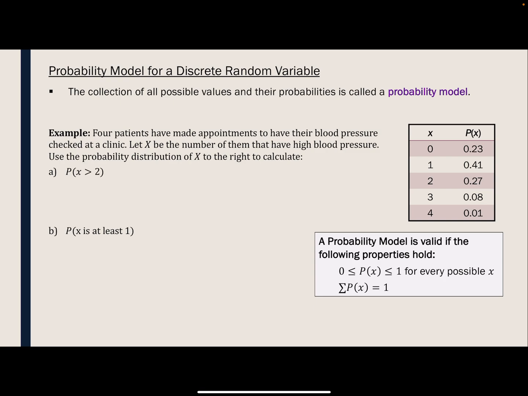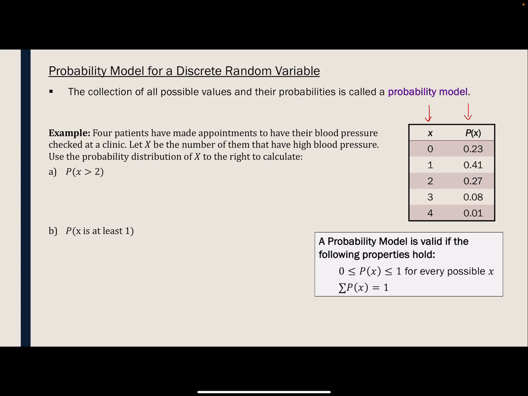So we want to create a probability model for a discrete random variable. And in the beginning here, we're going to do this by creating tables. Because they're discrete random variables, they'll have those countable outcomes. It's easy to put those countable outcomes into a table like this, and then have their associated probabilities next to them. So for example, we have 4 patients that have made appointments to have their blood pressure checked at a clinic. We're going to let X be the number of them that have high blood pressure. Use the probability distribution of X to the right to calculate.